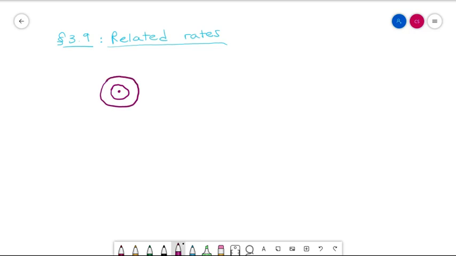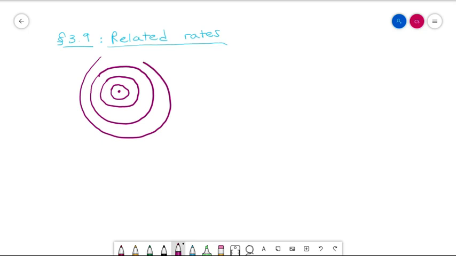ripples, right? And these ripples were moving outward. So this is really representing one ripple. And they're moving outward at a rate of 60 centimeters per second. And we determined this is really the rate of change of the radius. So this is really represented as dr dt.